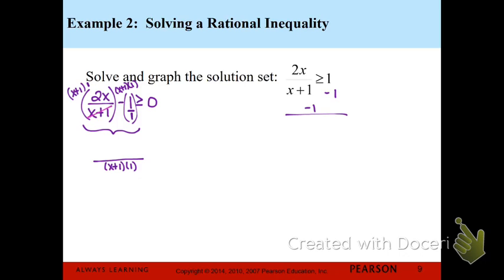So I do this, my x plus 1's cancel, and so I have 1 times 2x minus, here my 1's cancel, so I have 1 times x plus 1, and it's greater than or equal to 0. So we combine, so it's 1 times 2x. And then here we have to distribute that negative 1, right? So minus x minus 1 over, and I'm going to distribute that 1 on bottom.